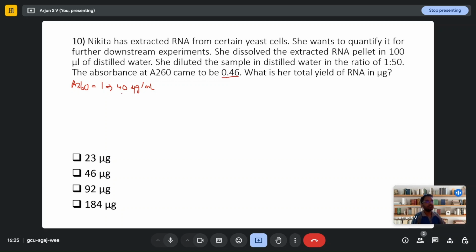So if absorbance of 1 corresponds to 40 microgram per ml, how much will 0.46 absorbance give you? You can do a small calculation with respect to that, and you will get around 18.2 microgram per ml.